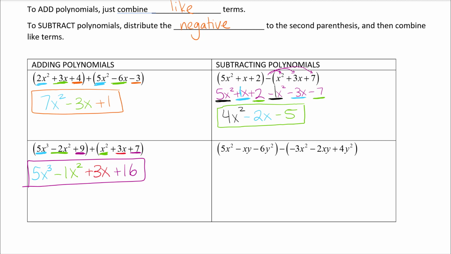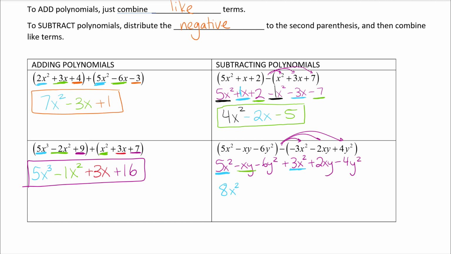Okay, one more subtraction problem. Because there's a subtraction sign in between the two polynomials, I distribute my negative all the way through, which becomes plus 3x squared plus 2xy minus 4y squared. The first parenthesis stays the same. And now I'm looking for like terms. So I have 5x squared and 3x squared, and that adds to 8x squared.